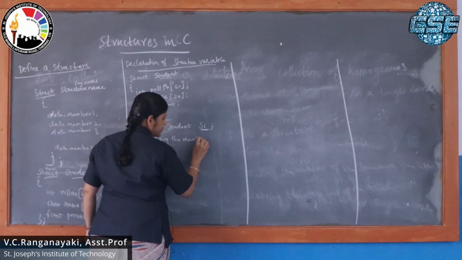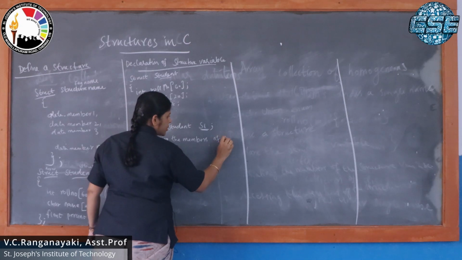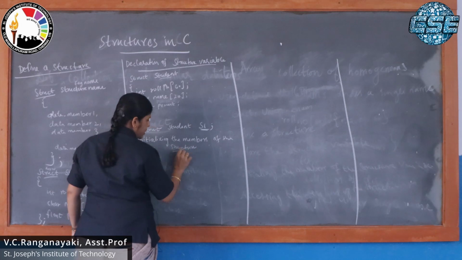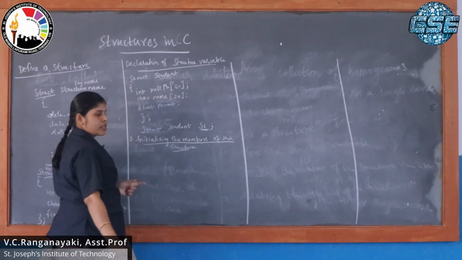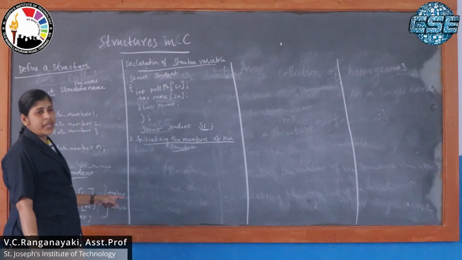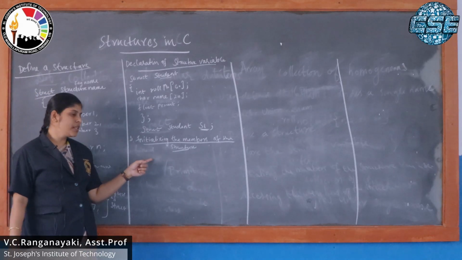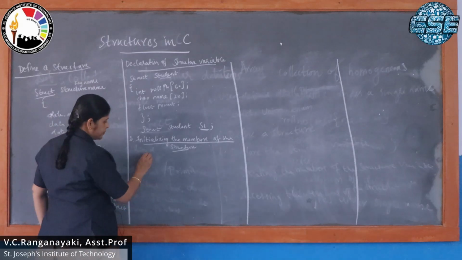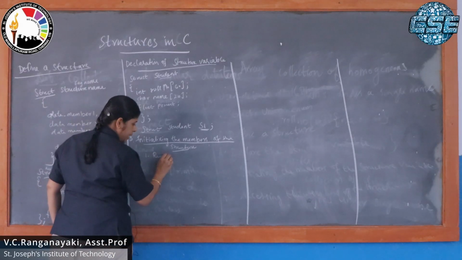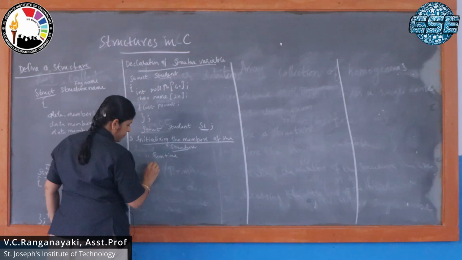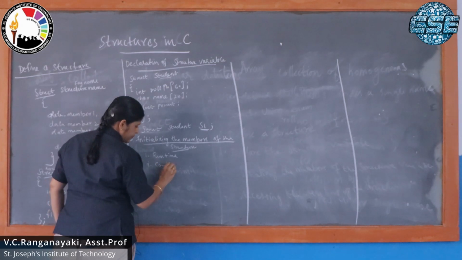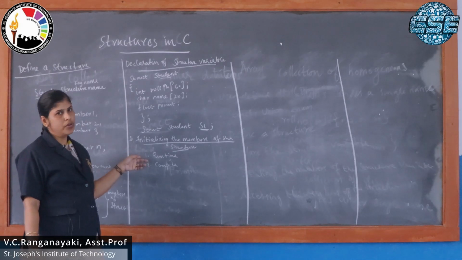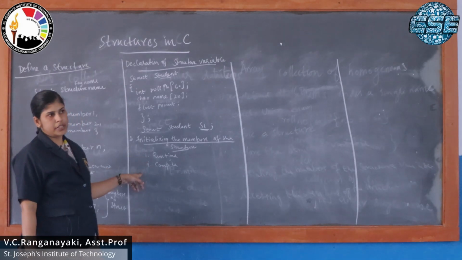Members of the structure. Okay, initializing the members of the structure. Generally, we can initialize in two ways: runtime and compile time. Runtime also we can initialize the value, and compile time also we can initialize.